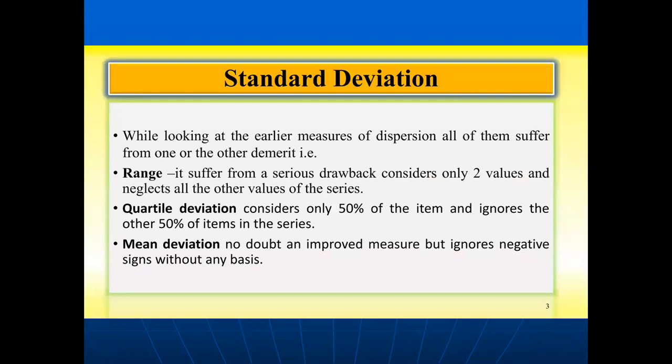deviation. Now, if you look at the various measures of dispersion, they suffer from various drawbacks or demerits. For example, in case of range, it suffers from a serious setback because it considers only two values. It neglects the other values in the series. That means it takes only the highest value and the lowest value. Remaining values are omitted. In case of quartile deviation, it considers only 50% of the items and ignores the other 50% of items in the series. Therefore, all the items in the series are not included.